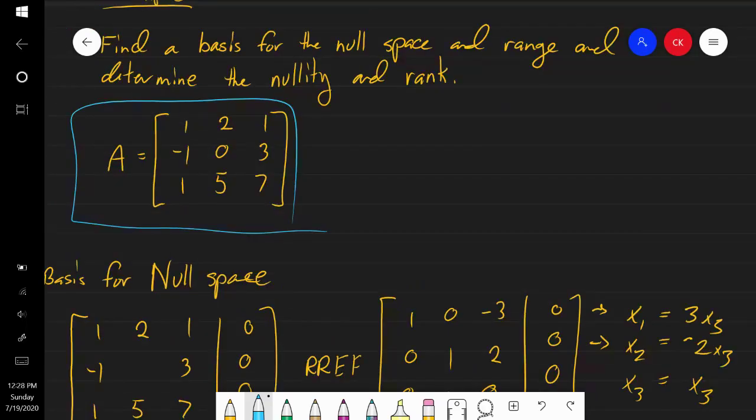So that's how we can determine a basis for the null space and the range, and then consequently we can determine the nullity and the rank. Obviously we can figure out these two values without doing all of this work, but it's not uncommon for me to ask to find a basis for a null space and a range, so you should be prepared to do that.